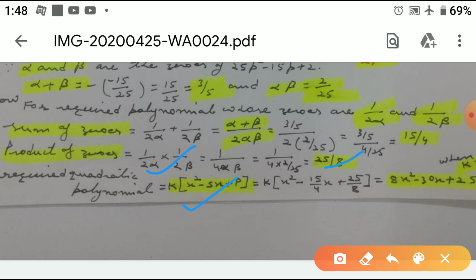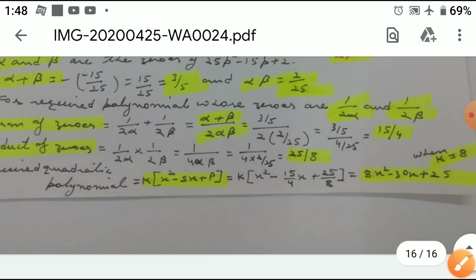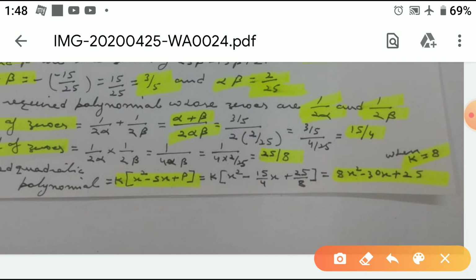And this is the formula, you know that the required polynomial is in the form k times x square minus s x plus p. Put the value of s, put the value of p. Clear? And after putting the value of s and p, the polynomial becomes 8x square minus 30x plus 25 when you take LCM, where k is equal to 8.